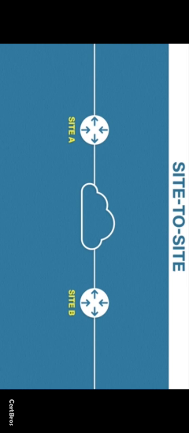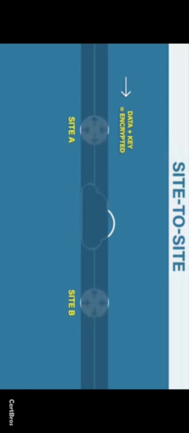So how does this work? Well, let's say a host from Site A sends some data over to Site B. The router will look at this data, see that it's destined for Site B, and realize it needs to send this over the VPN. Before it can send it over the VPN though, it first needs to encrypt the data. It does this by taking the original data and then the encryption key to produce the encrypted data. Let's take a closer look at this.